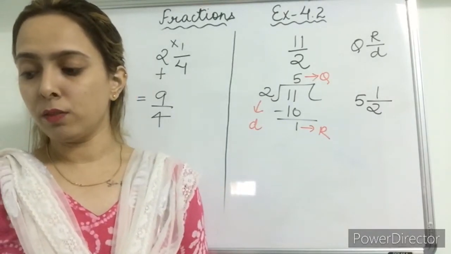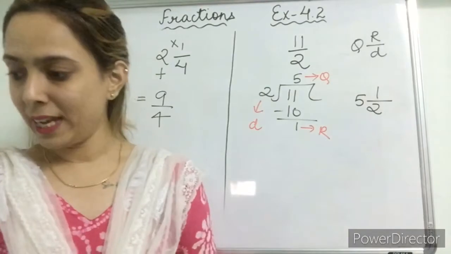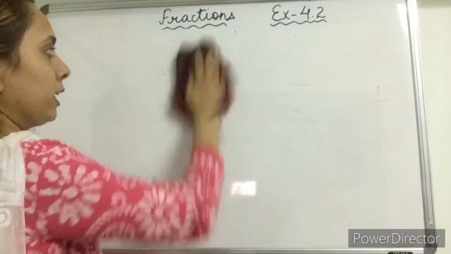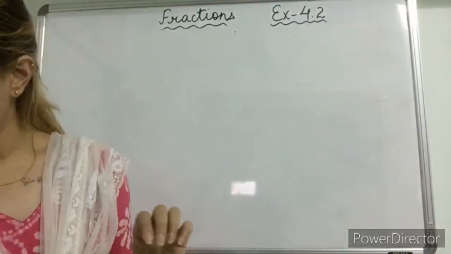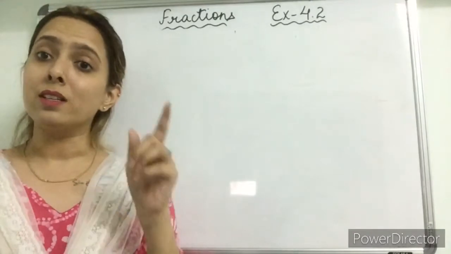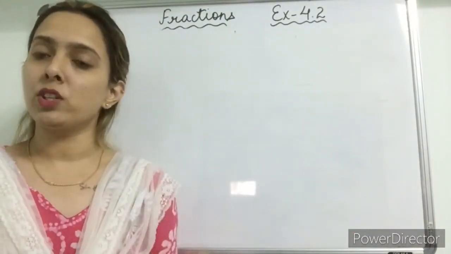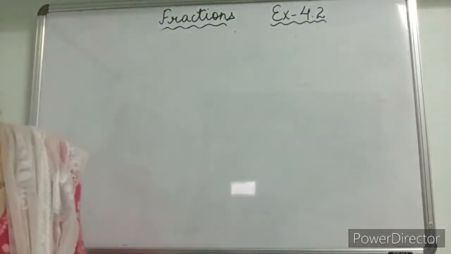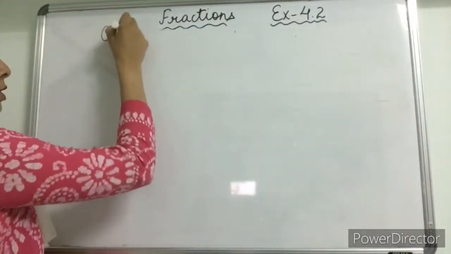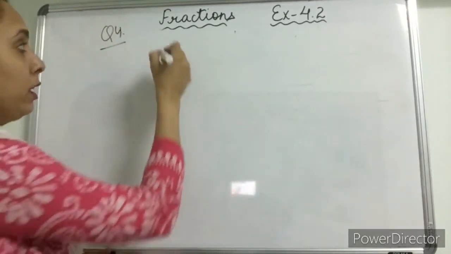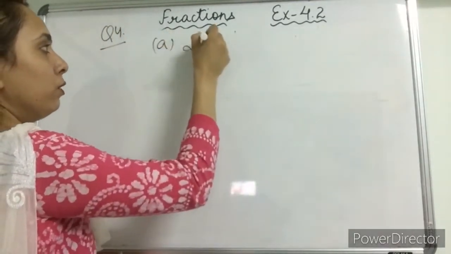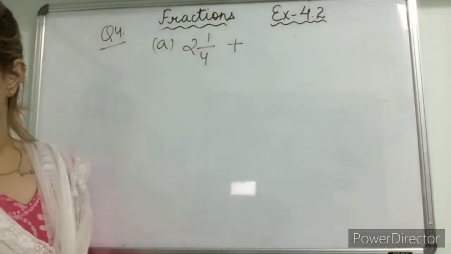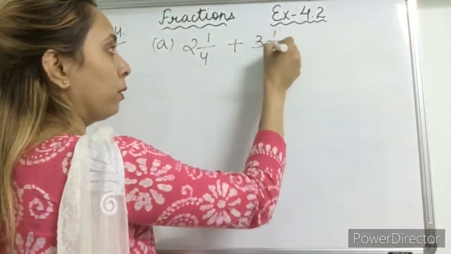So exercise 4.2 question number 4 says that here all the questions are given to us in mixed fractions. So make this thing clear in your mind. Your answer should always be in a mixed fraction. The question is given to us in mixed fraction, so the answer should be in mixed fraction. Question number 4, part A, is 2 over 1 upon 4 plus 3 over 1 upon 2.